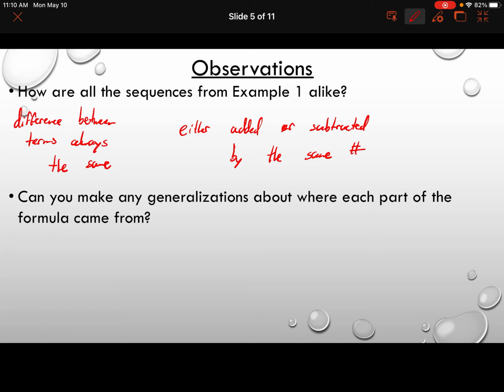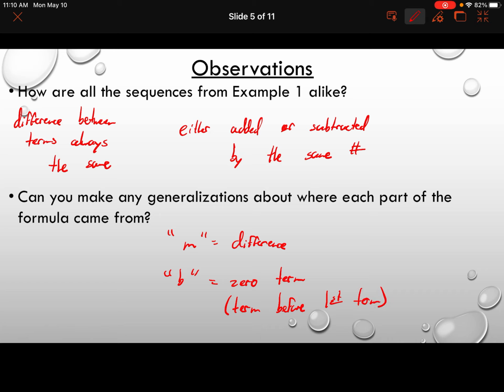And then we talked about generalizations, right? The m, or slope, quote unquote, was your difference. And then that b value, quote unquote, if you're thinking of your formula as y equals mx plus b, was your zero term. So the term before the first term.